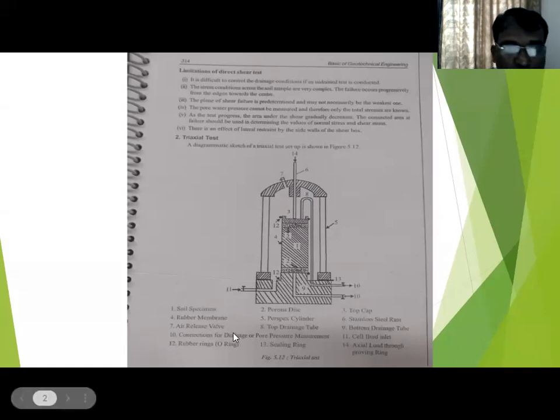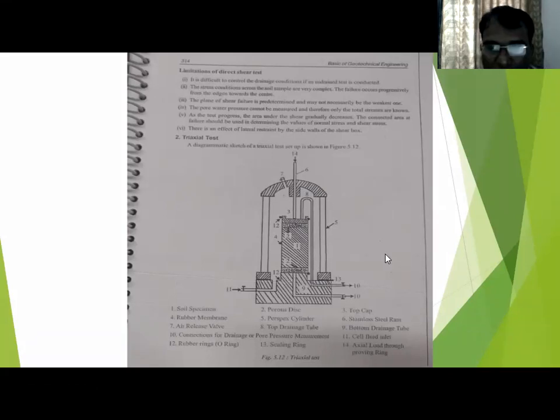Then the air release valve. Seventh one is the air release valve. From here, air is released. Top drainage tube. One tube will be there inside. This is the top drainage tube. Bottom drainage tube. Ninth is the bottom drainage tube. From here, if you open this one, this will go. If you are stopping or opening based on this one, we can decide whether it is single drainage or double drainage.